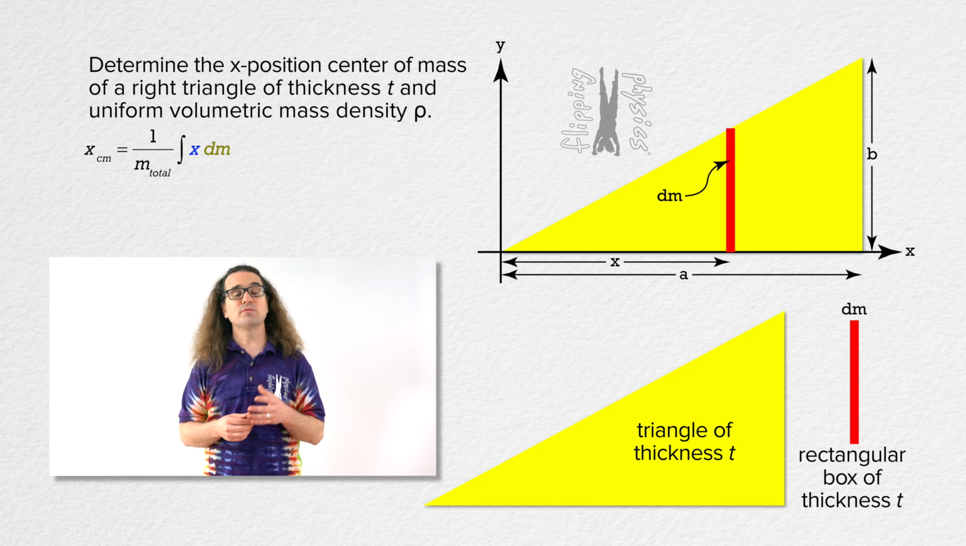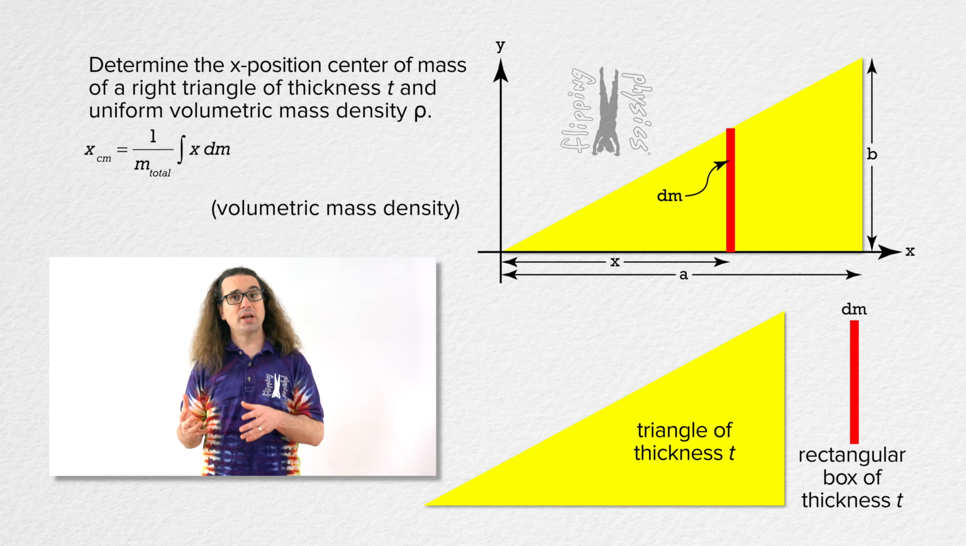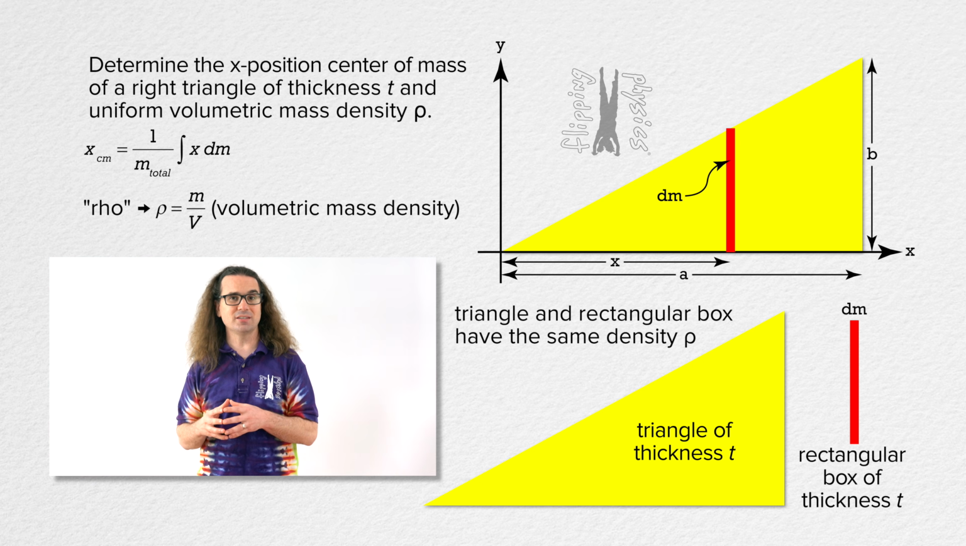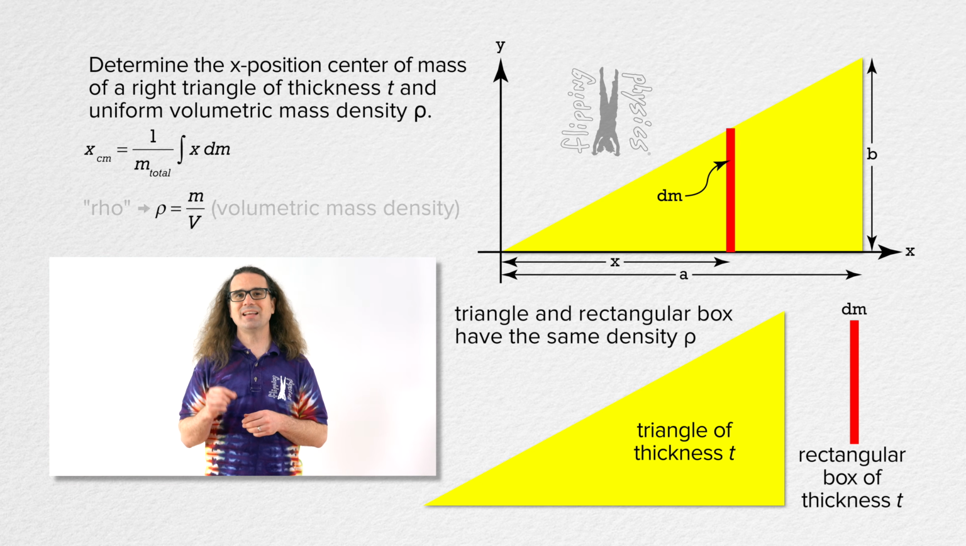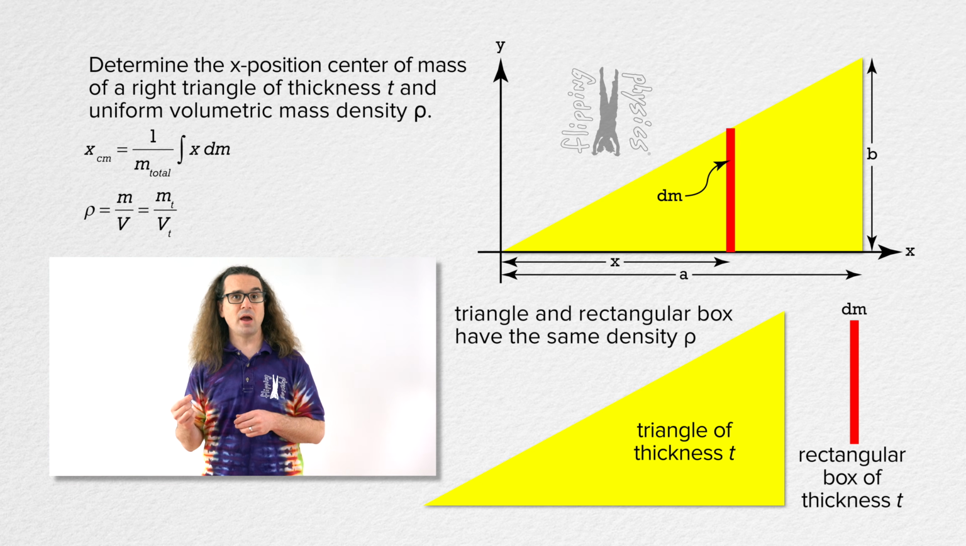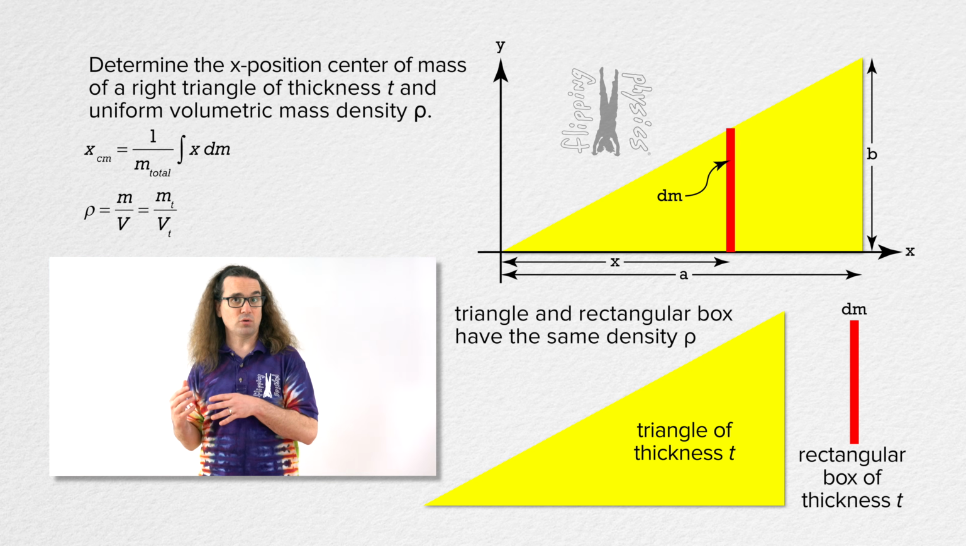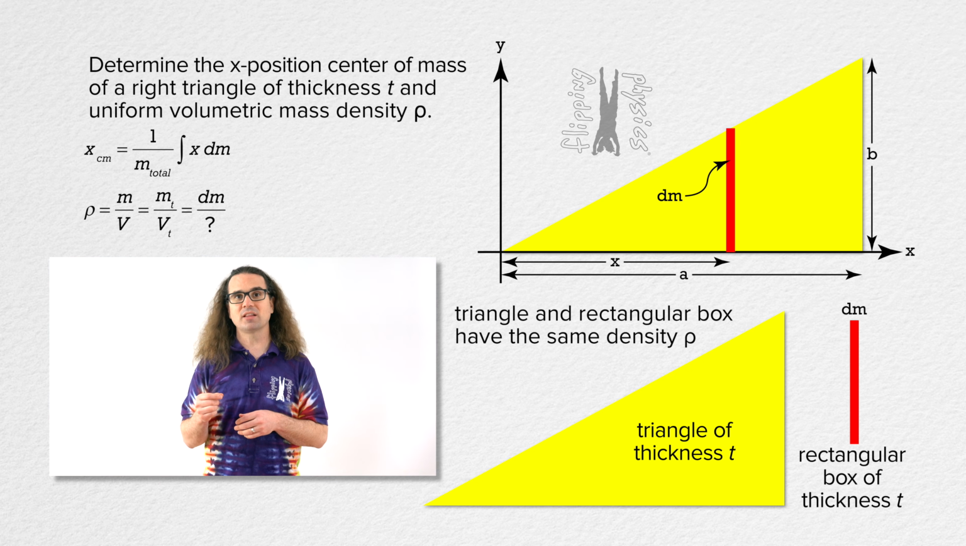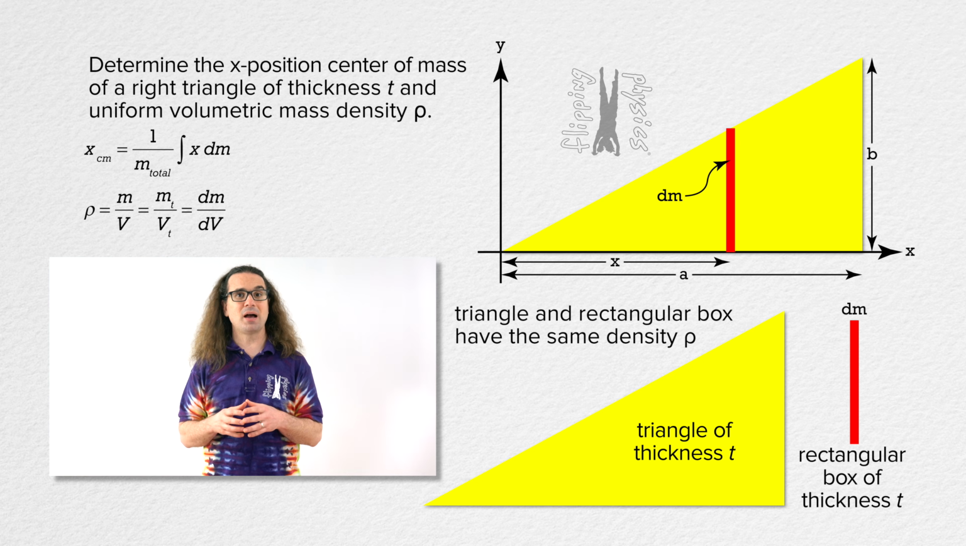For this, we are going to use volumetric mass density. The equation for volumetric mass density is rho equals mass over volume. But notice we have two different objects with the same uniform density, the triangle of thickness t and the rectangular box of mass dm. In other words, the volumetric mass density equals both the total mass of the triangle of thickness t divided by the total volume of the triangle of thickness t, and it equals the mass of the rectangular box dm divided by the volume of the rectangular box, which we will call dv. We can solve for the mass of the rectangular box dm.